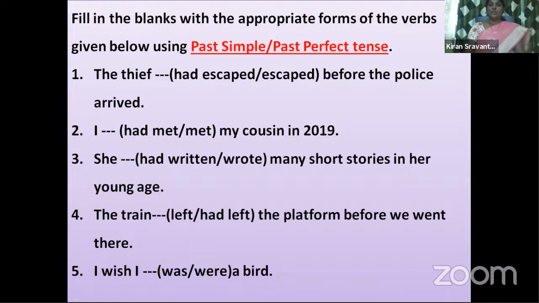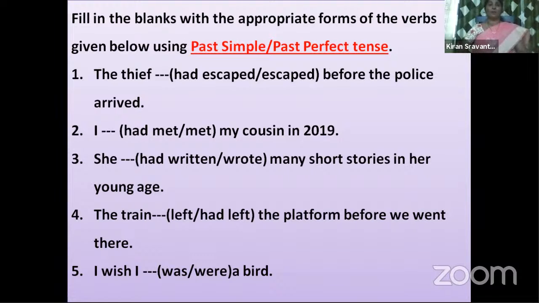Then coming to the impossible or improbable situations or imaginary conditions which hardly take place, that have never taken place in our lives. When we talk about imaginary conditions, we use I wish I were a bird. This is also one of the most important sentences that they cover in the final examinations. I wish I were a bird. But many a time people say I wish I was. No, I wish I were a bird.